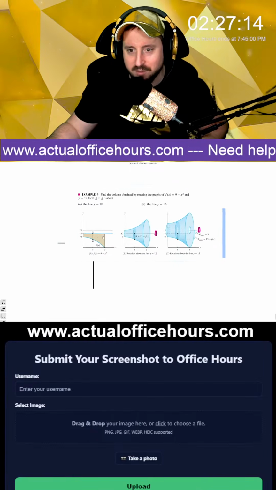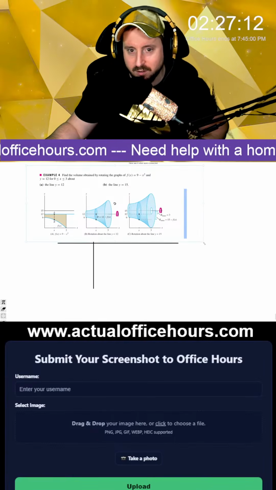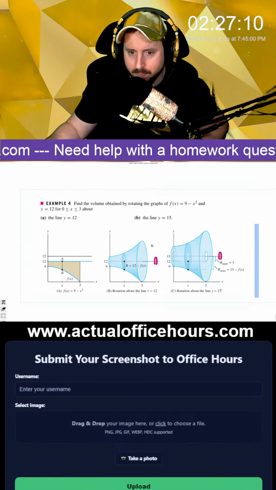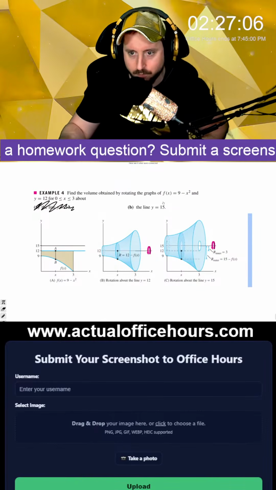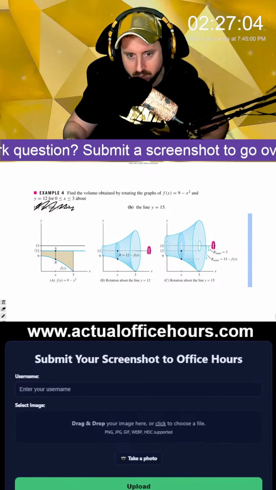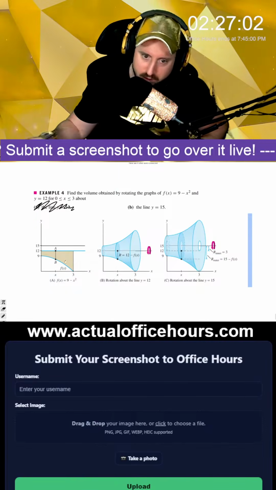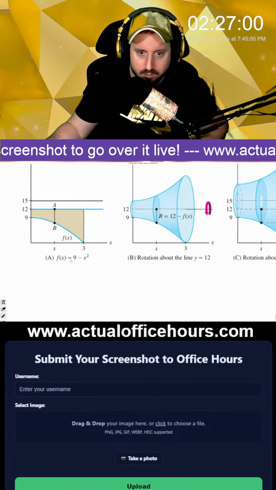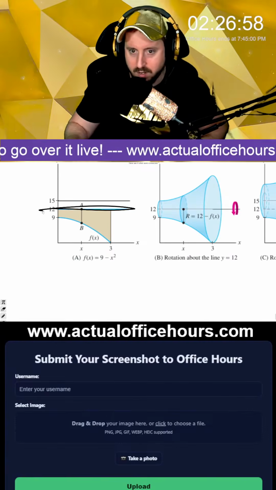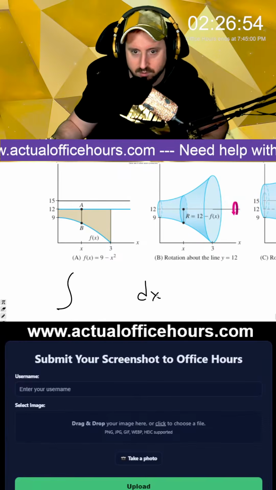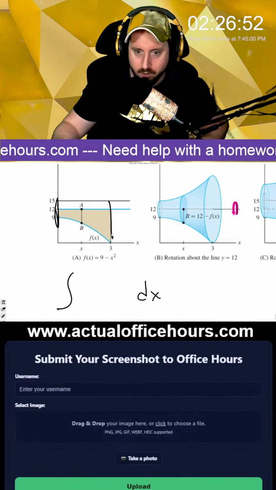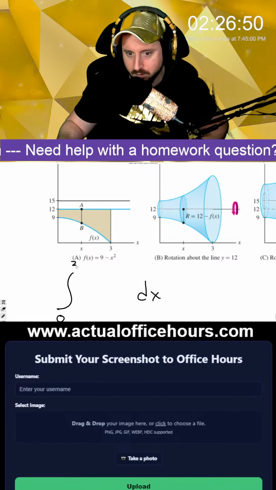Okay, so let's say, for instance, this one, where it's revolving about. Let's do the hard case. It's revolving about the line y equals 15. And this is the region. So in this case, because you're doing a horizontal line, this is going to be the integral with dx. And then in terms of x, you're going to go from 0 to 3, right?